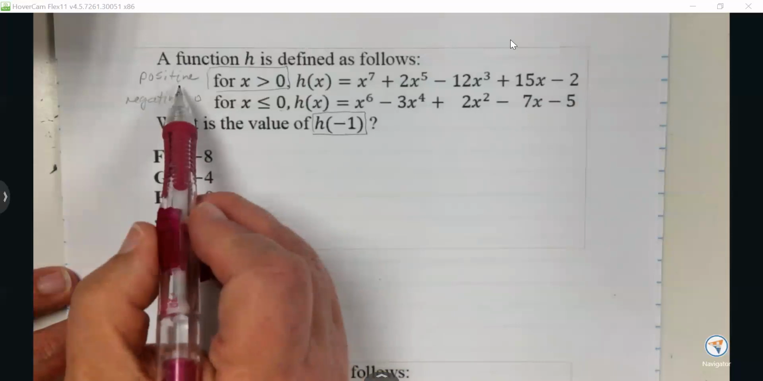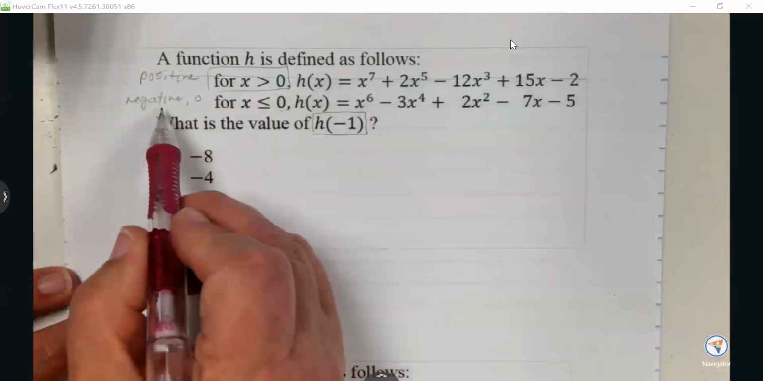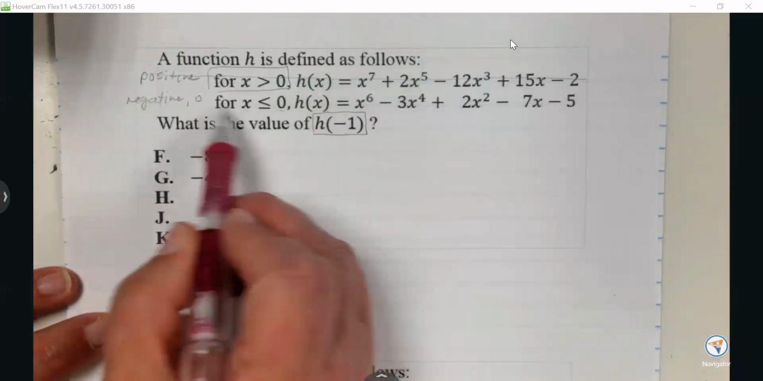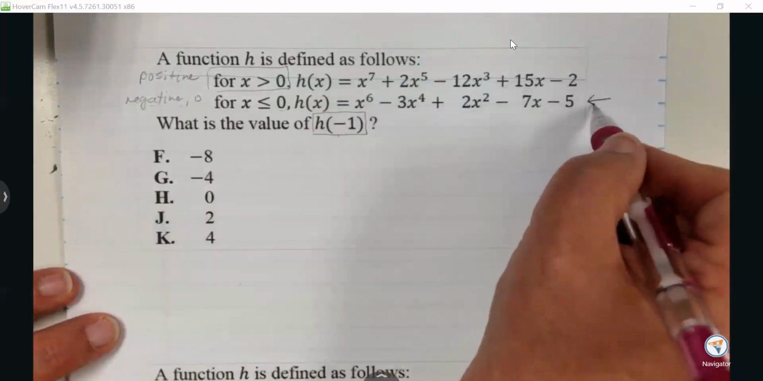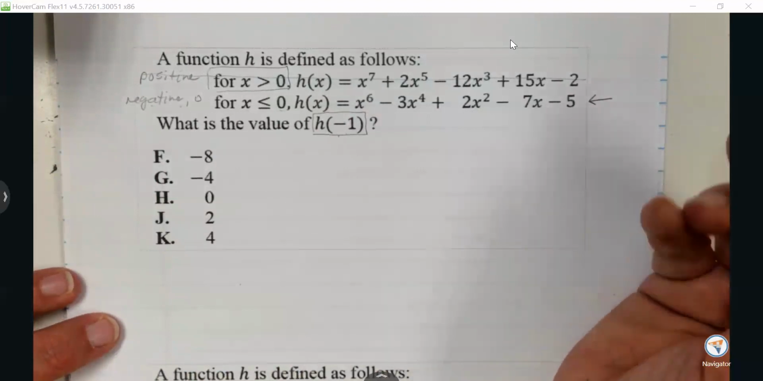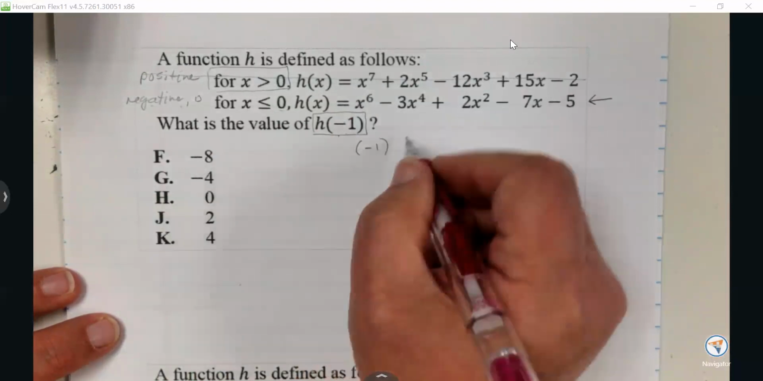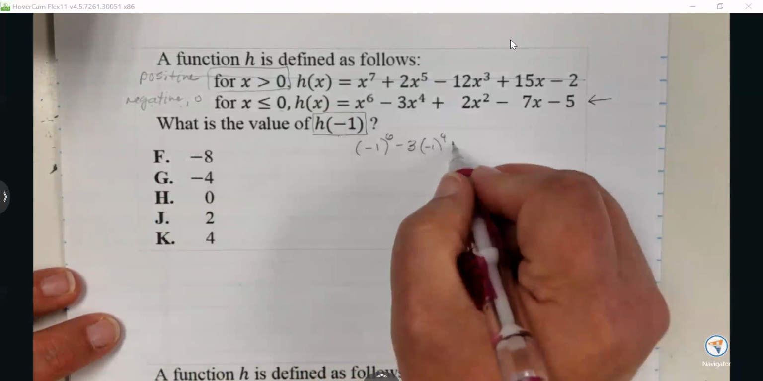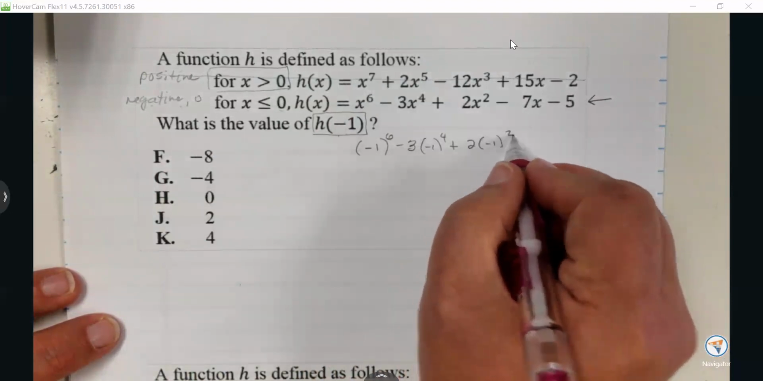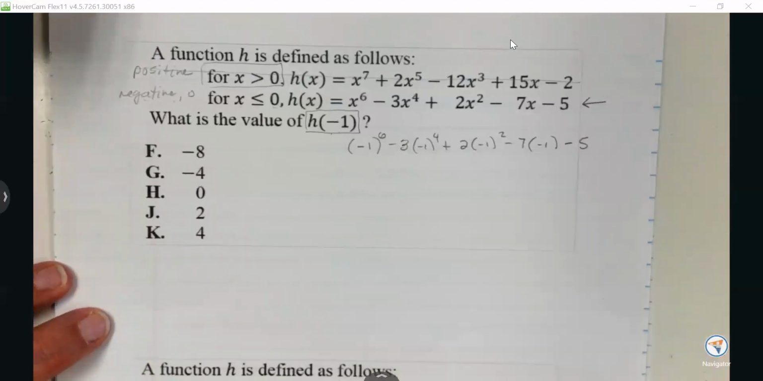So at -1, -1 is not a positive number, so I don't need to use this function. It looks like I need to use the second one because that's where the negative numbers would fall. So this is a piecewise function, and I need to plug -1 into this polynomial. When I say plug it in, I mean I need to substitute -1 for x. So when I plug this in, I get 3 times -1 to the 4th, plus 2 times -1 to the 2nd, minus 7 times -1, minus 5. And I need to find out what that is.